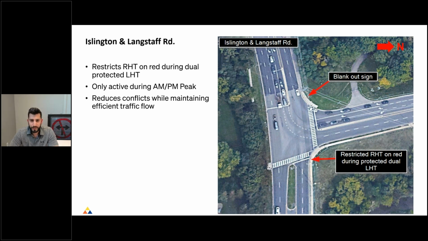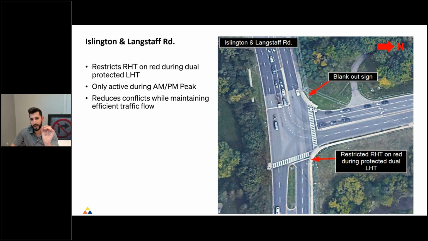I just want to highlight the details of this pilot that we worked on with the region. So this was our sign that we provided the region, and it was installed at Langstaff and Islington Road. And the sign was installed right over here on this corner. It's meant to restrict this right-hand turn movement when these two protected left-hand turns are in effect during the AM and PM peak. So this is interesting because it's not a static sign. It's not constantly restricting the movement. It's only activating when these two protected movements activate.